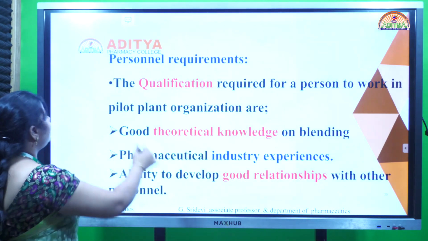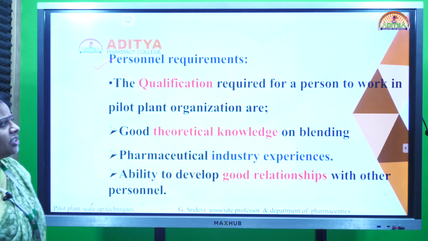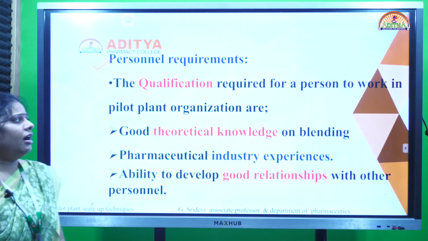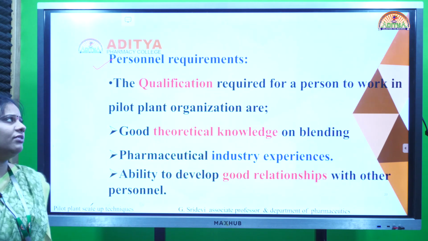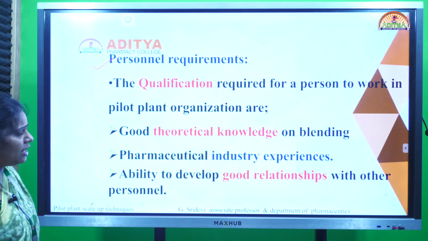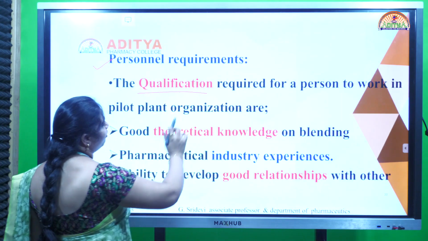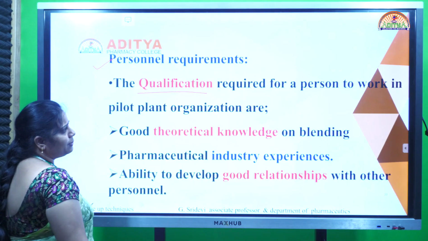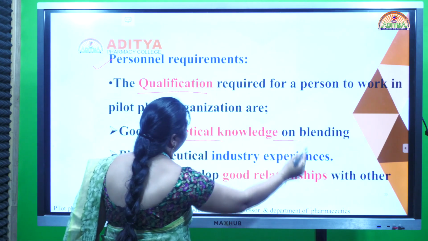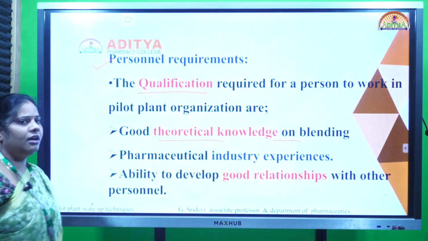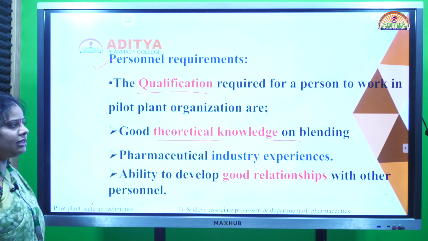And coming to the second one, that is the personnel requirements. During this particular production process from the pilot plant to the scale up activities, some important skills should be there in those who are working in this pilot plant area. The first one is the personnel, meaning the staff who are working here should have the specified qualifications. And next, good theoretical knowledge on blending, that is mixing and the different activities they were doing, so they should have theoretical knowledge also, not only practical knowledge.